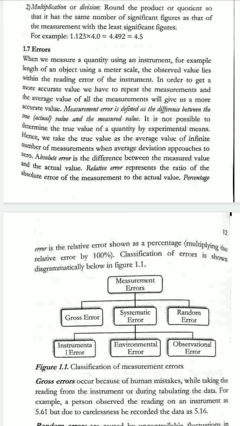What is relative error? It represents the ratio of the absolute error to the actual true value. So relative error is the ratio. Percentage error is the percentage. So relative error, when you write it in percentage, then you call it percentage error. So take the relative error, multiply it with 100, then you will get the percentage error. Remember that. So 3 ways you can write measurement error: absolute error, relative error and percentage error. Understand?